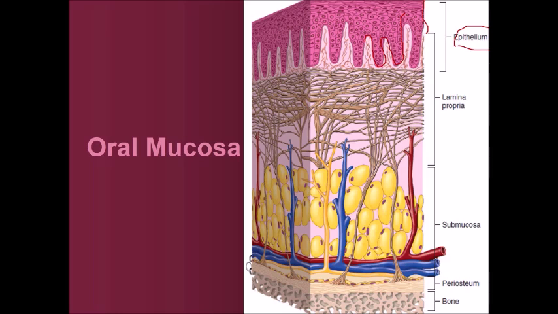The lamina propria is divided into two parts, papillary and reticular, which runs between the rete ridges. This part of the lamina propria, we call it the papillary, and this part we call it the reticular. The difference between the two is that the papillary is loose connective tissue with collagen fibers at right angle to the surface, while the reticular layer is dense and the collagen fibers are horizontal.